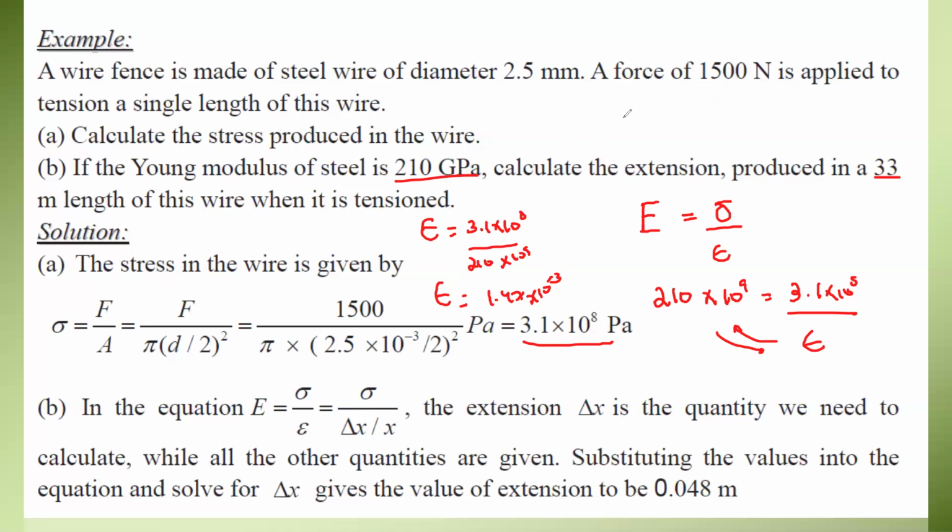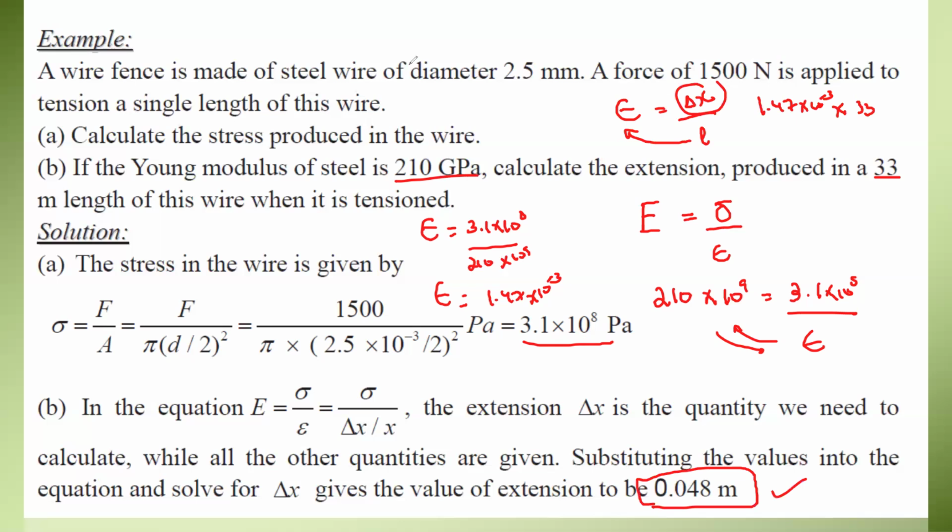Now we need the change in the length. So we know that the strain is the change in length over original length. If I need the change in length, I'll just multiply the strain with the original length. So strain was 1.7 into 10 to the power minus 3 multiplied by original length was 33. When we multiply them, this will result in the value of 0.048 meter.